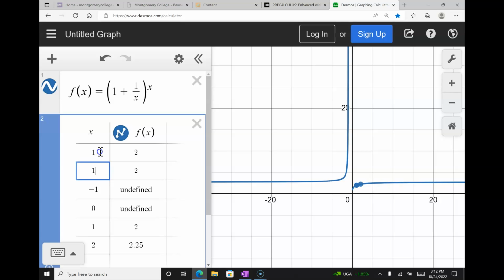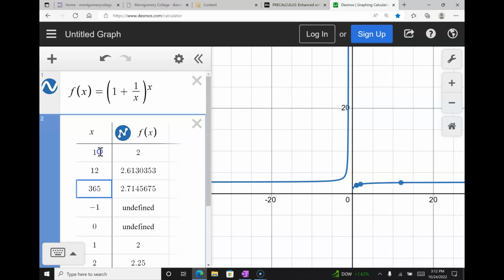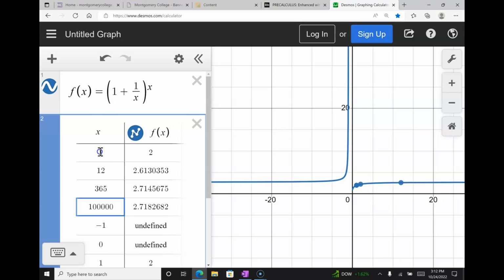Let me compound it 10 times. $2.59. So if I compound it 10 times in a year, well, maybe 12 makes more sense, every month. $2.61, right? How about every week? How many days a year? 365? 2.7. Let's just go nuts and do it like 100,000 times a year. You can see e, 2.72.